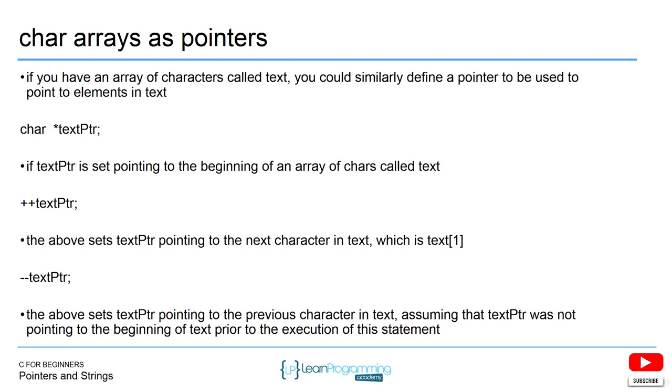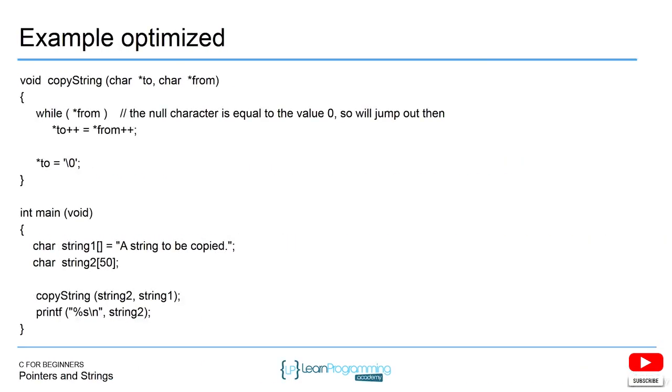Character pointer arithmetic is the same thing. It's just even more useful because now you can actually look at individual characters without using a subscript. So if we look at that previous example, we can actually optimize it a bit more using pointers to make it even fewer lines of code.